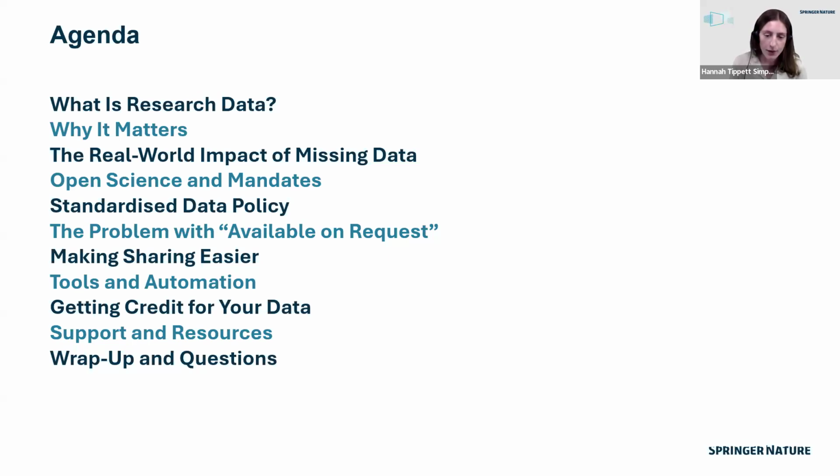From there, we'll talk a bit about the growing number of data sharing mandates that we are seeing from funders and institutions, and then how at Springer Nature we've responded with our own standardized data policy. I'm going to then walk through some of the tools and support we offer to help make data sharing easier, including repository integrations, automations for data availability statements, and we'll also cover a little bit about how you as a researcher can get recognition for your data by publishing data papers. And then finally, point you to some practical resources and support channels that you can use after today's session. Okay, next slide, please.